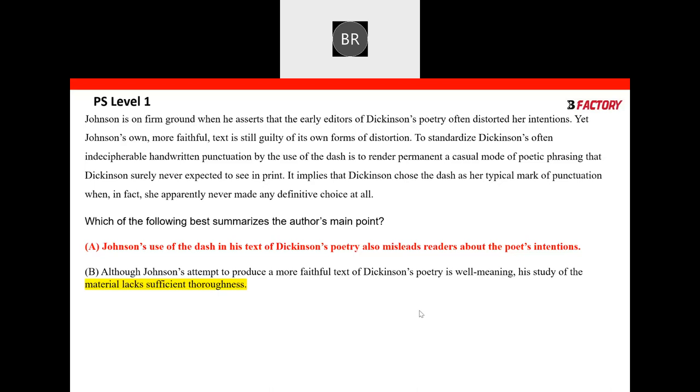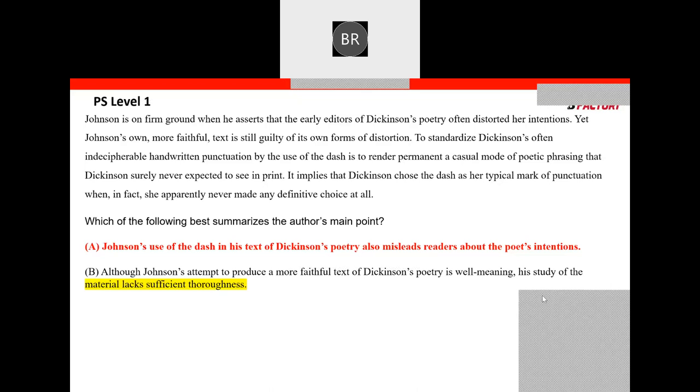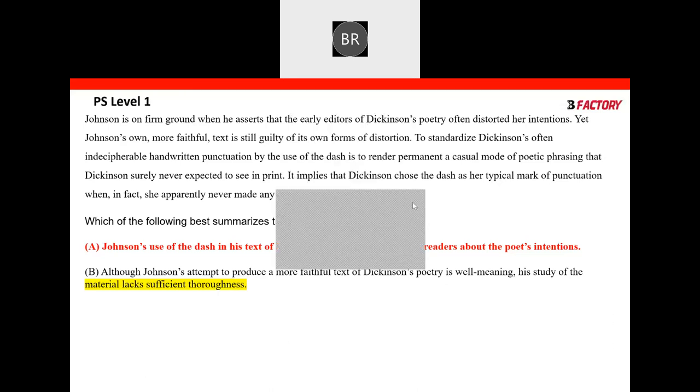B, although Johnson's attempt to produce a more faithful text of Dickinson's poetry is well-meaning, his study of materials lacks sufficient thoroughness. Aisa koi point nahi hai. Yahan pe simple sa distortion ka point hai. Distortion versus lacking thoroughness are two different things. A is more accurate. So B ka second part makes it a no. We are talking about distortion of text.